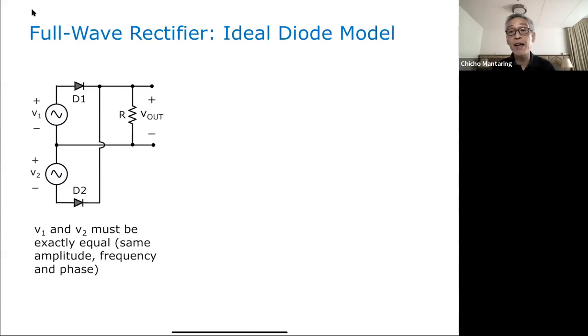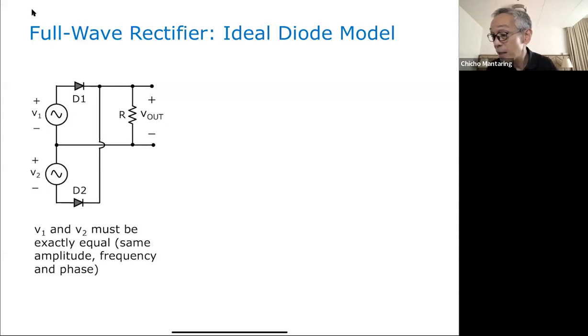Ano yung ibig sabihin ng phase? Ibig sabihin, sabay na sabay yung dalawa. Hindi pwedeng yung isa na una dun sa isa. So that is the condition for V1 and V2. Again, no? Exactly the same amplitude, exactly the same frequency, and exactly the same phase.